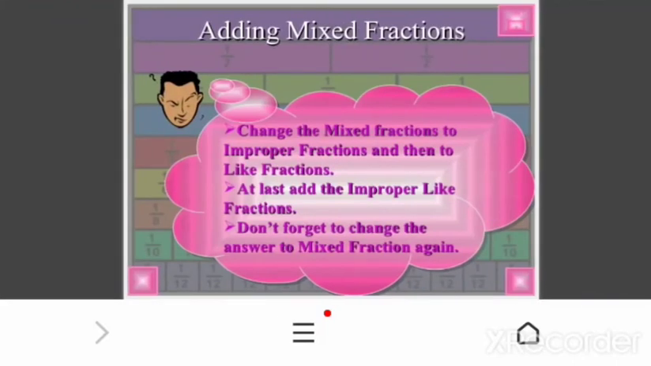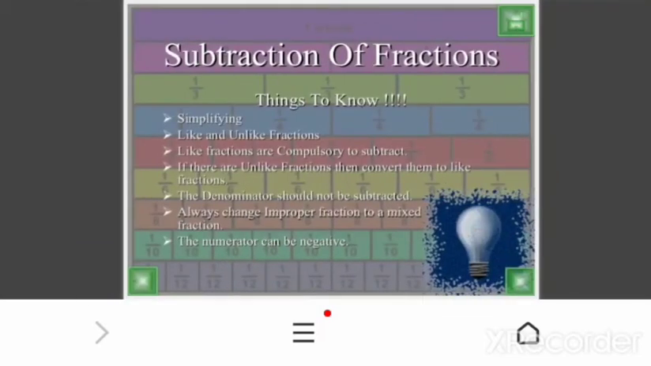Now adding mixed fractions. So what will you do, children? First, change the mixed fractions to improper fractions and then to like fractions. Second, at last, add the improper like fractions. And third, children, don't forget to change the answer to a mixed fraction again. Next is subtraction of fractions. Next operation is subtraction of fractions.